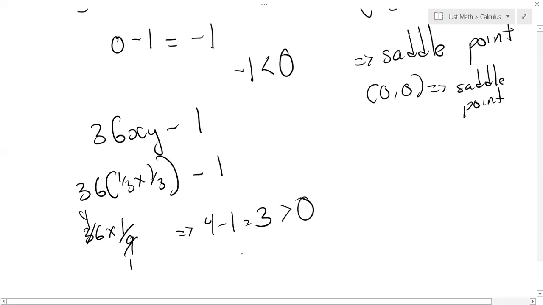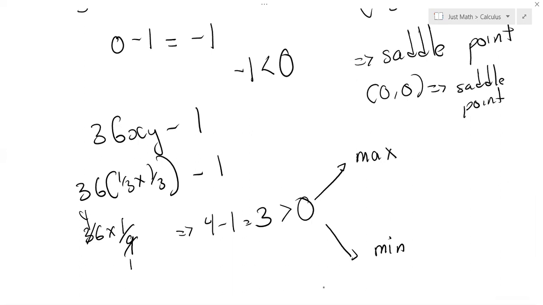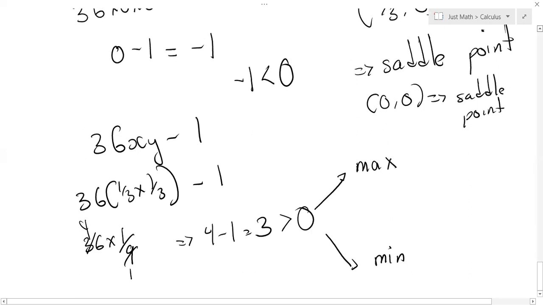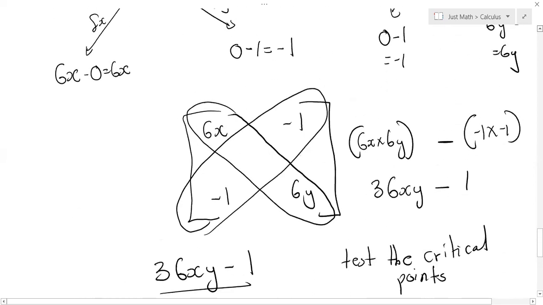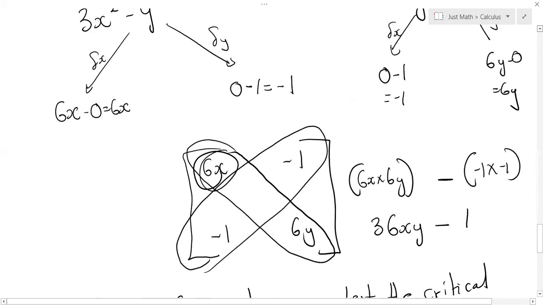What does this mean? This could either be a minimum point or a maximum point. How are we sure which is which? We know it's no longer a saddle point, but it could be either a minimum point or a maximum point. And how do we know which is which? We have to go back to this. Let me go up more.